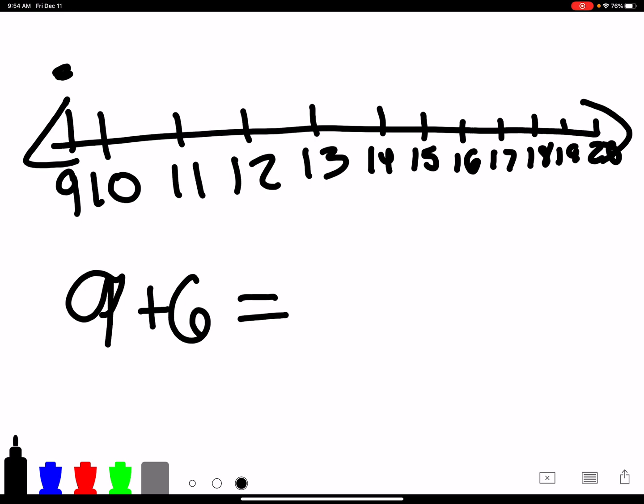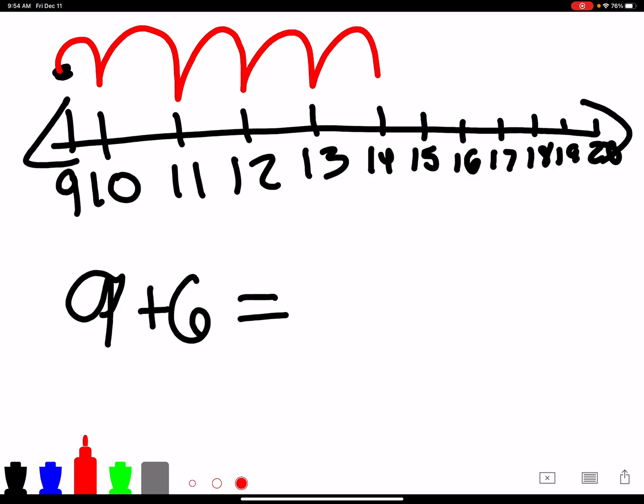We have 6, and since we're gaining more numbers, we know we are moving further away from 0, so we're definitely counting on. We're moving in this direction because we're gaining more numbers. But if we count by 6, we have 1, 2, 3, 4, 5, 6. We got 9 plus 6 is 15, which is correct because 9 plus 6 is 15.